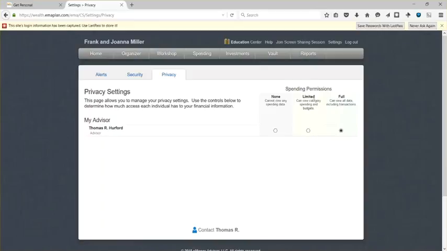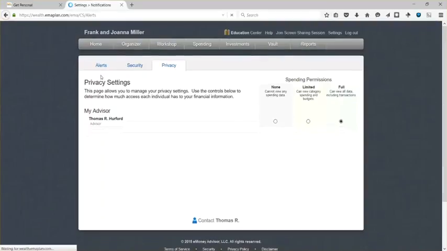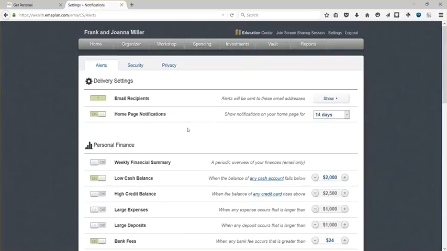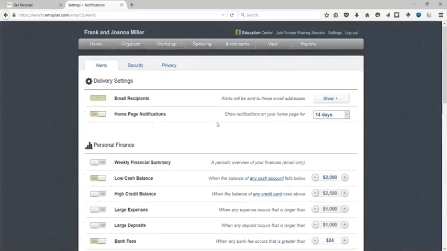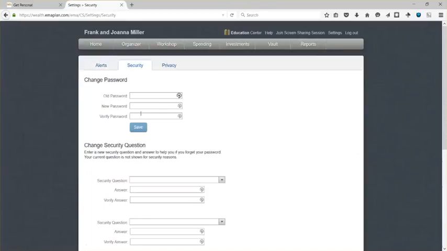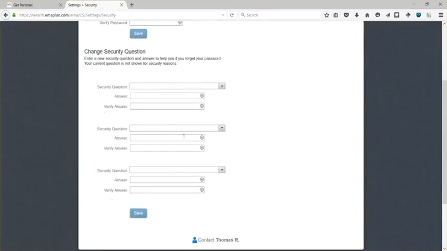While we're in here, under your settings, another thing that you can affect is the ways that you get data, whether you get email alerts or what types of notifications you get on your home page and for how long you'll see them, and the different things that you might want to be alerted about. And then, of course, in here you can also fix passwords and security questions.